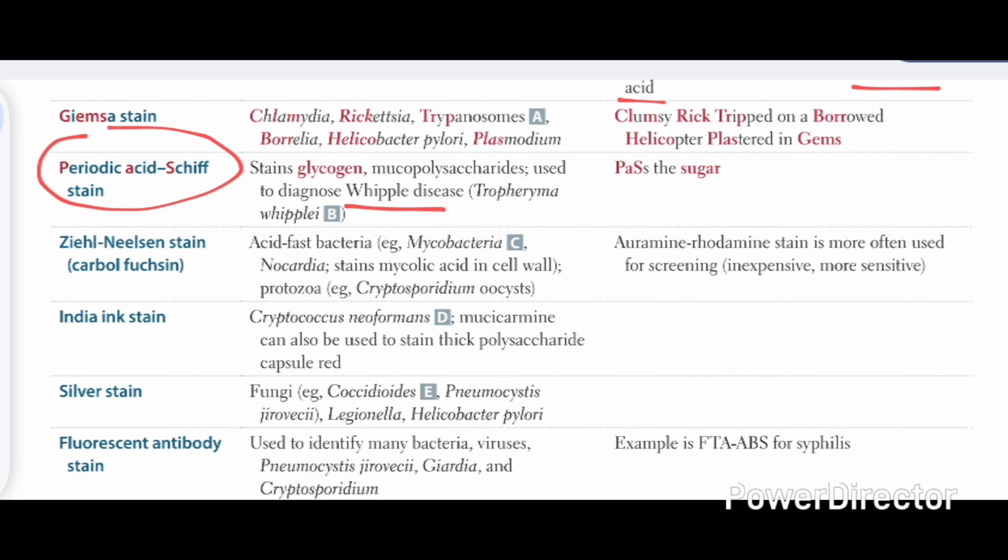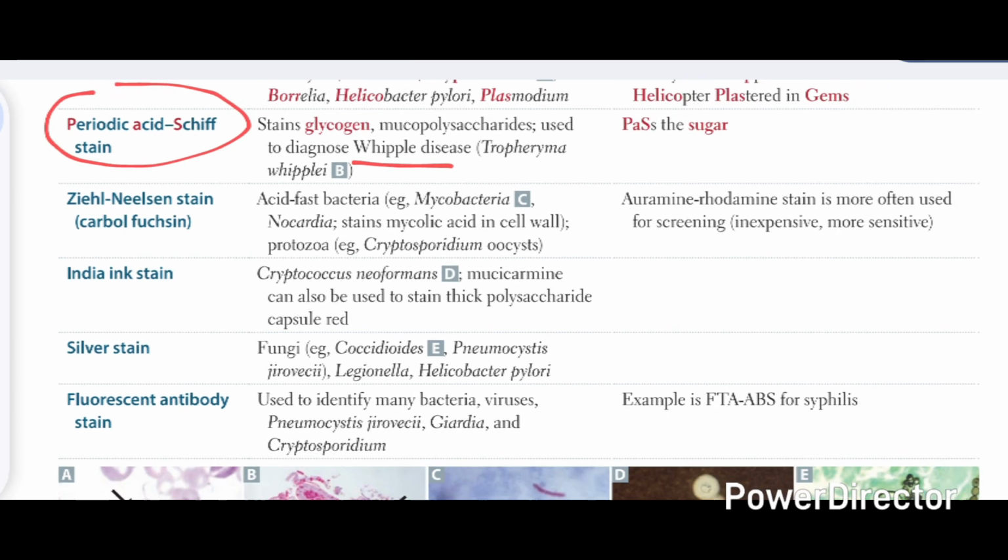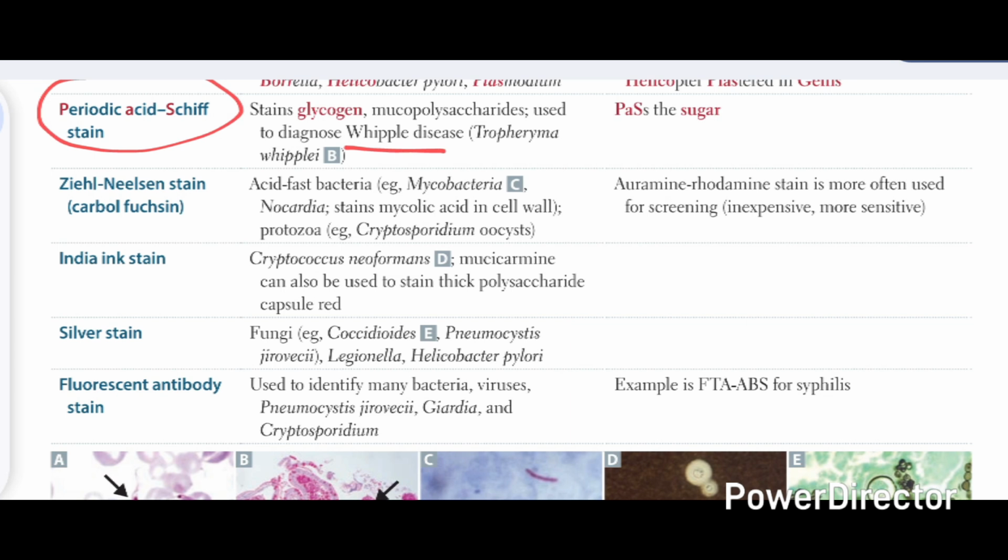Because Whipple's contains glycogen in its cell wall, and PAS is useful for staining glycogen. Then you have the Ziehl-Neelsen stain, which is also known as the carbol fuchsin stain, which stains the acid-fast bacteria. So in acid fast we studied that mycobacteria is an organism whose cell wall is made up of lipid content.